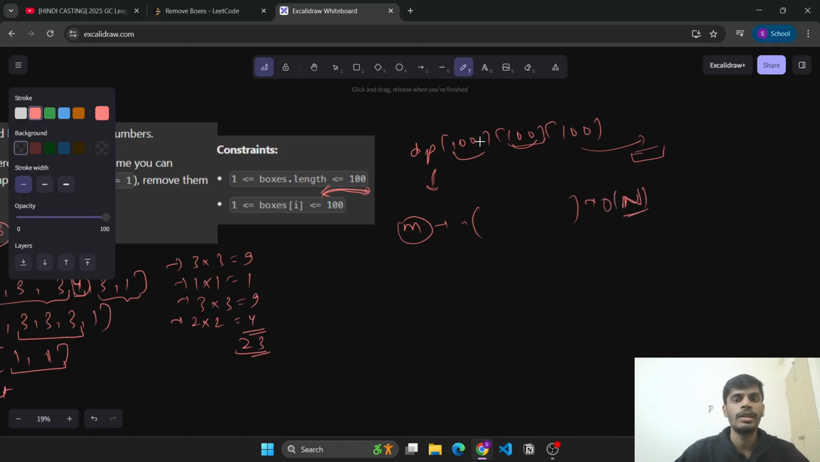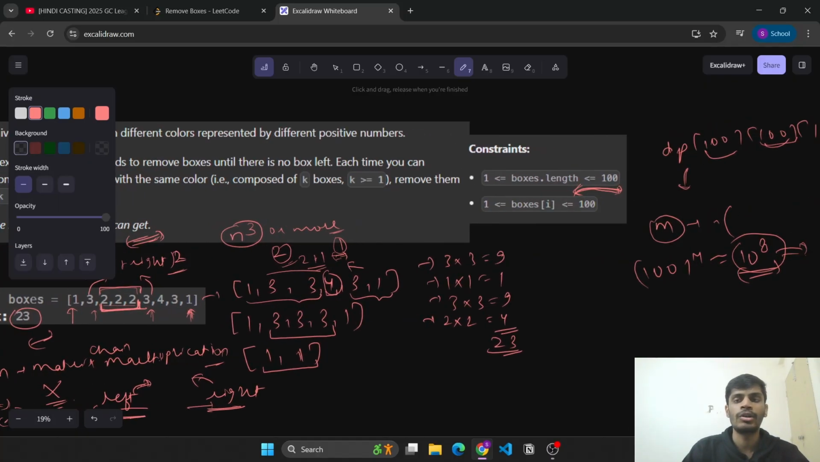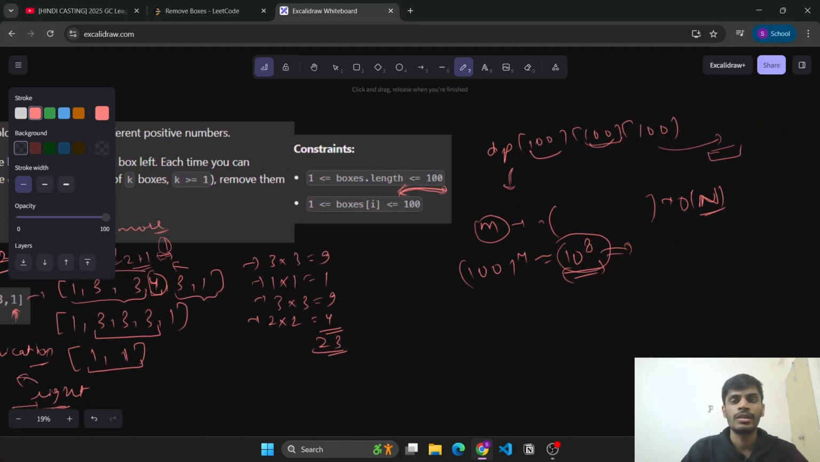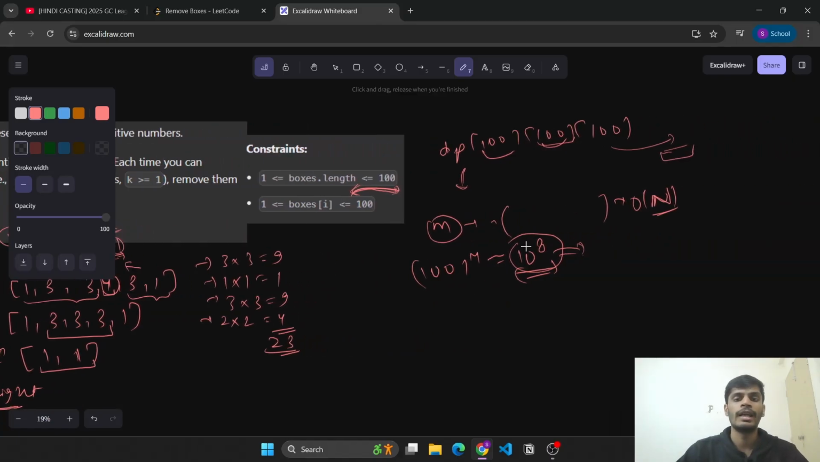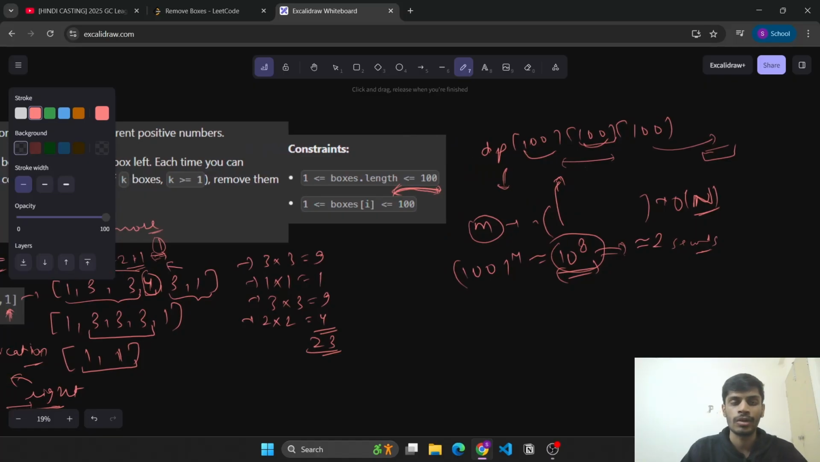So in the worst case, this will be 100 to the power 4, which is 10 to the power 8. Space complexity of 1e8 is not allowed, but time complexity will work here, because in the recursive function many of the states will be skipped, and we will not be calculating values for those states. So it will work in approximately 2 seconds, I think. If the space complexity would have been of the order of 1e8, then it would not have worked. It would have given us MLE, but here it would work fine.